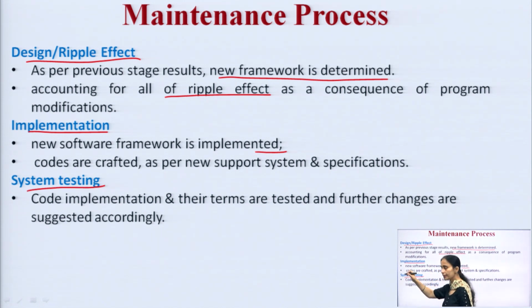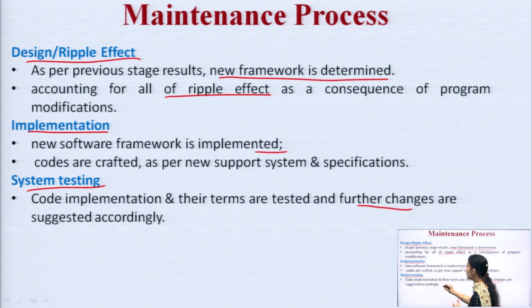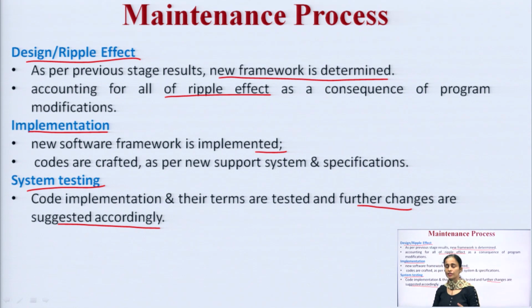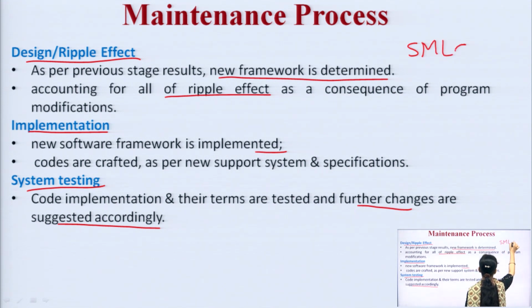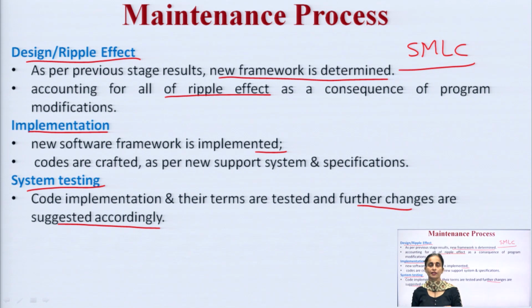By doing the unit testing and then moving on to the system testing. That means the code implementation and their terms, they are being tested and further changes are suggested accordingly. So, this maintenance process is also known as SMLC. That means, as we have discussed the software development life cycle, all phases we have discussed.